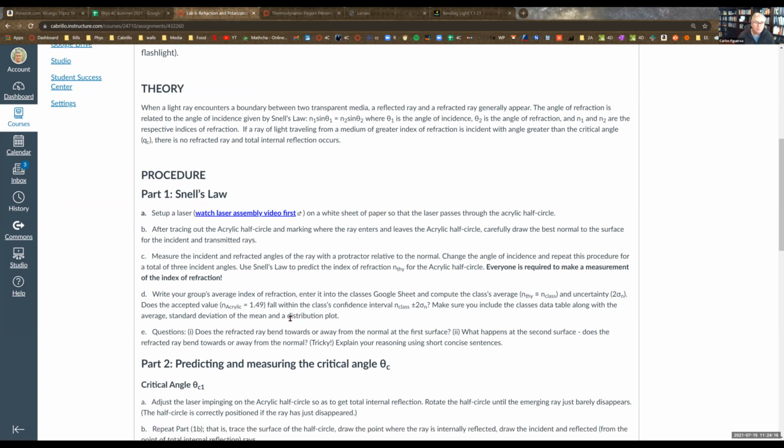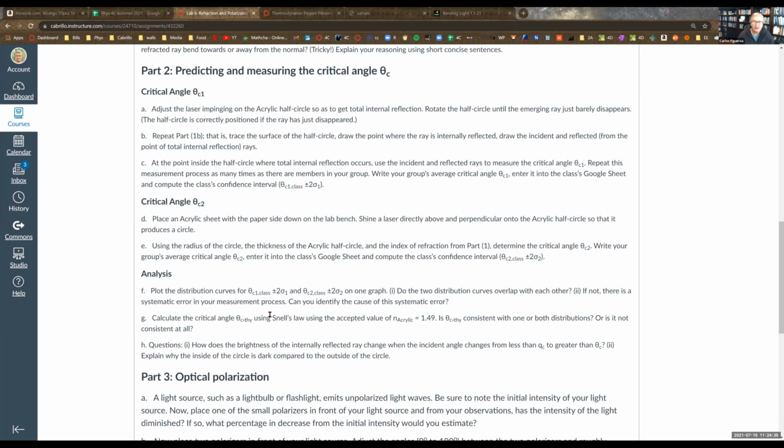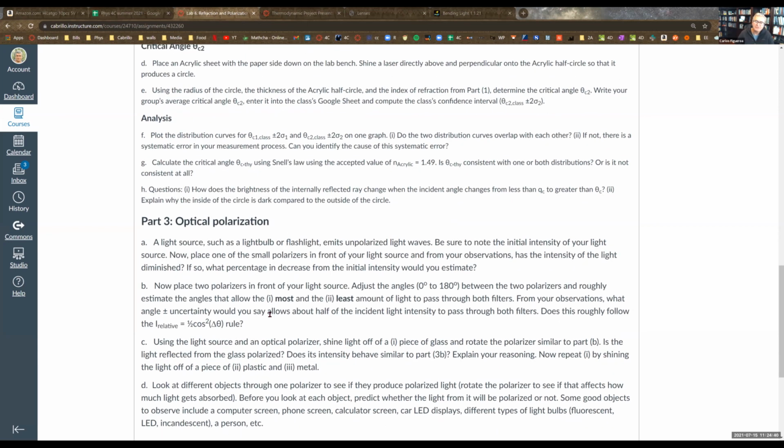Then in part 2, we're going to measure the critical angle, which I labeled theta C1 and theta C2. I think setting this up is a little bit tricky, so I'll try to help you with that. On the third part, I might just leave you all to do it by yourselves, because I think I'll make the lecture too long if I do that. But I think it's fairly straightforward.